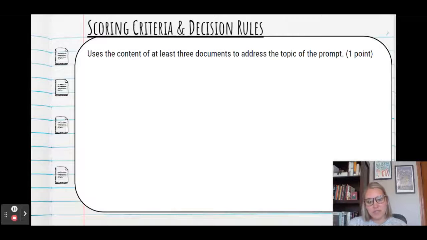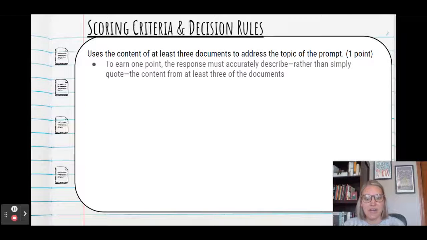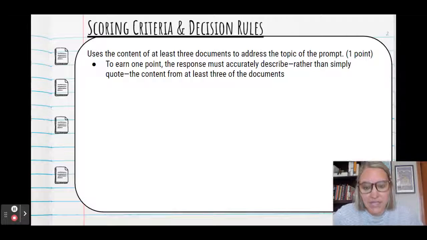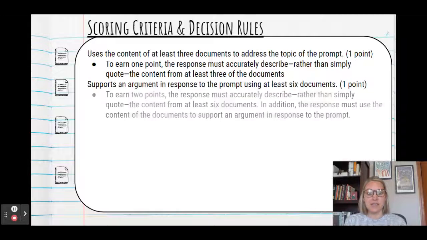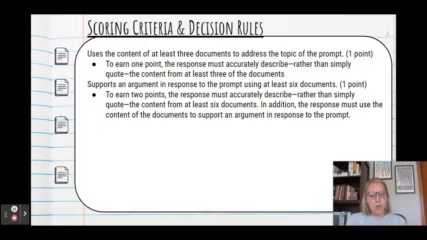So what we first want to do is make sure that we're understanding the scoring criteria and decision rules. So our first point related to use of evidence is using the content of 3 documents. And you must describe rather than quote the documents, and at least 3. To get a second point, you must use at least 6 documents. So it's important to note here that using 2 documents would be the equivalent of using none, because you don't get that first point until you use 3.